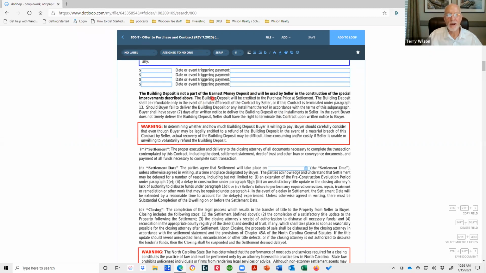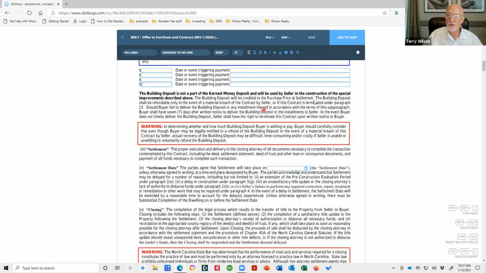The building deposit is not a part of the earnest money deposit and will be used by seller in the construction of the special improvements described above. The building deposit will be credited to the purchase price at settlement. The buyer is basically prepaying for the house, as a way of thinking about it. And the building deposit shall be refundable only in the event of a material breach of the contract by the seller. Seller just failed to build the house or didn't build it properly.